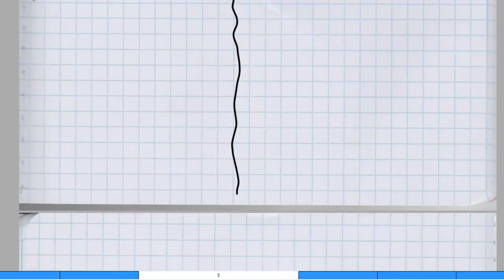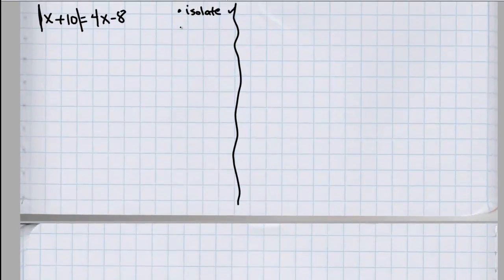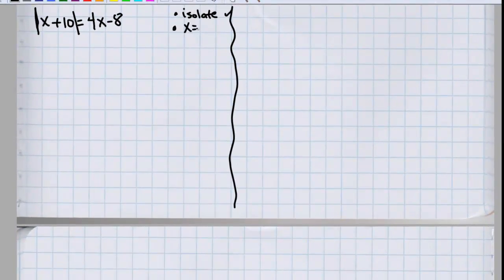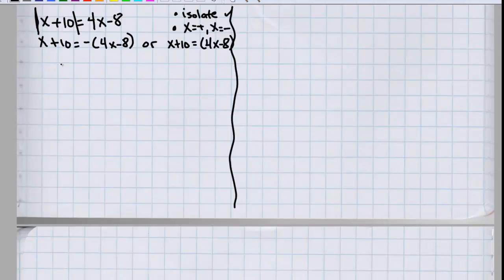We have the absolute value of x plus 10, and we want to see if this is equal to 4x minus 8. Okay, remember, we have to isolate first. Is the absolute value by itself on one side of the equal sign? And yes, it is. The next step is to set it up equal to the positive and the negative number. So x plus 10 is equal to negative 4x minus 8, or x plus 10 is equal to positive 4x minus 8 in parentheses.